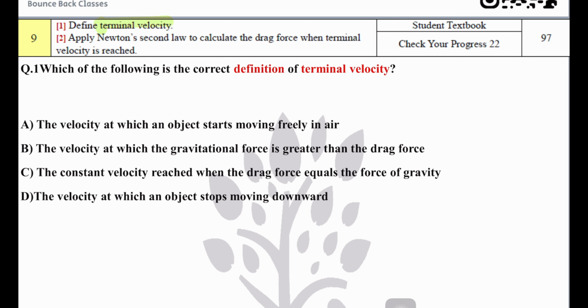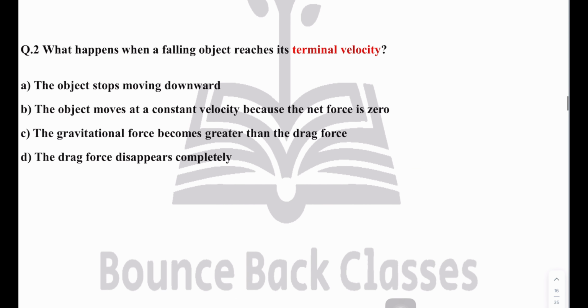Terminal velocity. I told you the meaning of terminal velocity. Yes or no? I told you when F net is equal to 0, or can I say F drag is equal to F of gravity. Fine? Okay. So now, what is the correct definition of terminal velocity? The constant velocity reached when the drag force equals the force of gravity. Fine?